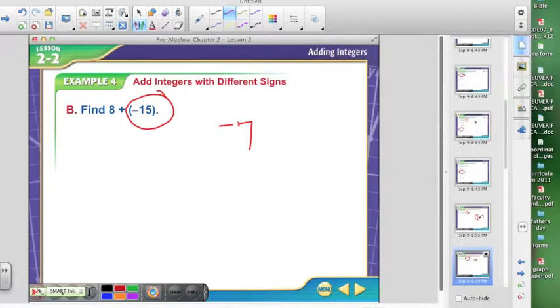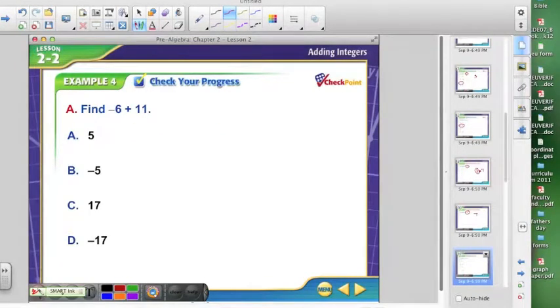Okay? We doing all right? All right, do this one and then check your work. Negative 6 plus 11. All right, again, I'm adding with unlike signs, so I'm going to subtract. 11 minus 6 is 5. Take the sign of the number with the largest absolute value. In this case, it's 11, and 11 is positive. So my answer is going to be a 5, a positive 5.